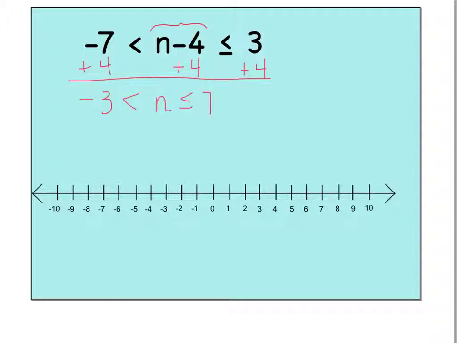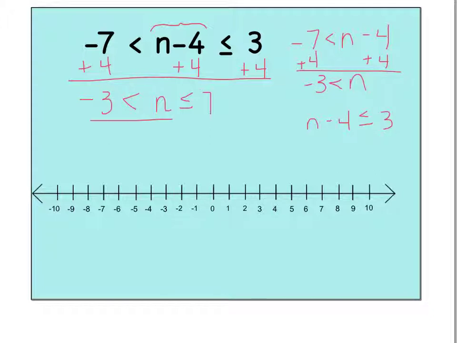And so you could break it up and write it as two separate inequalities: -7 is less than n minus 4, and n minus 4 is less than or equal to 3. Either way, you'll get the same answer. So we add 4 to both sides. We get -3 is less than n, which is represented over here. And if we added 4, we'd get n is less than or equal to 7, which is right here.